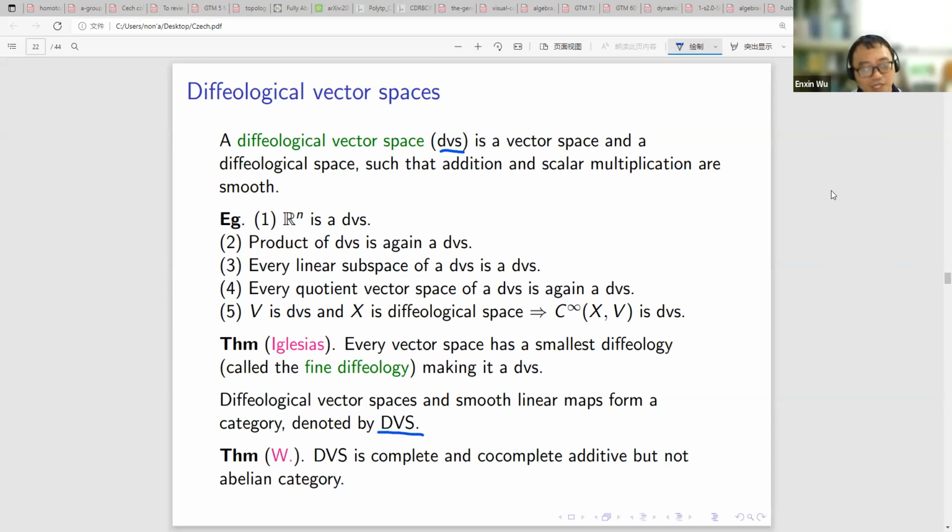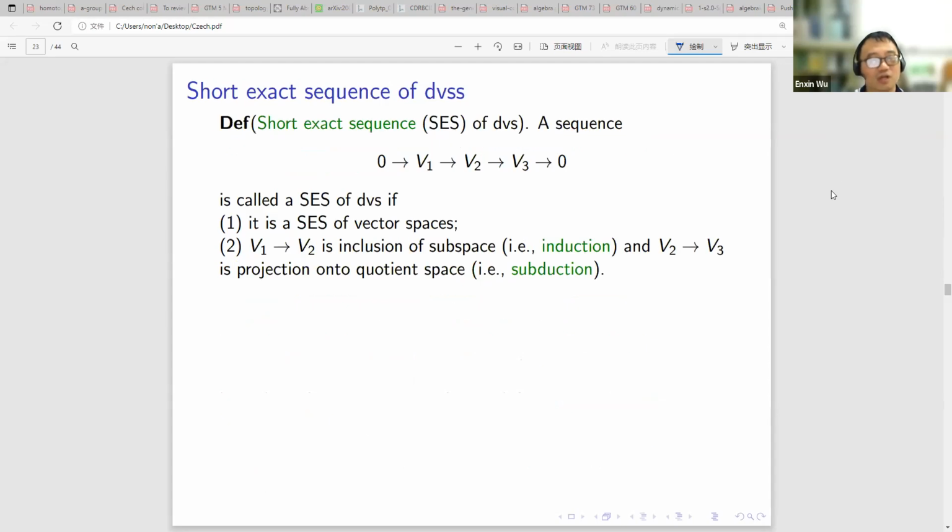Okay. And you can check this category, it's complete, co-complete. I should say it's bicomplete. And it's additive, but not abelian. So then somehow you should be able to do some homological algebra on it. I think because the seminar is also called the cohomology something, and I think homological algebra, this concept is suitable for this talk. So let me go to exact sequences.